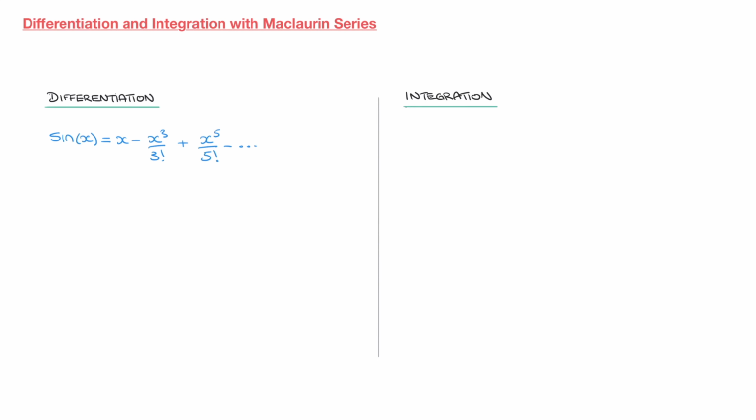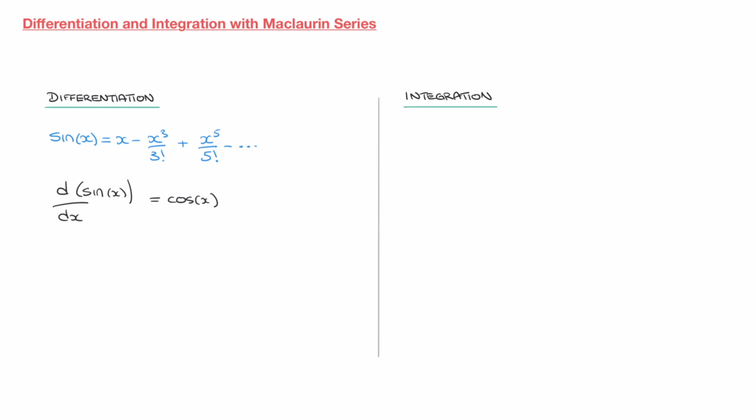We now learn about differentiation and integration with Maclaurin series. And we'll start with differentiation. As you can see here, I've already written the Maclaurin series for sine of x. And as we know, the derivative of sine of x with respect to x is equal to cosine of x. Indeed, this is likely to be one of the first derivatives you learnt.